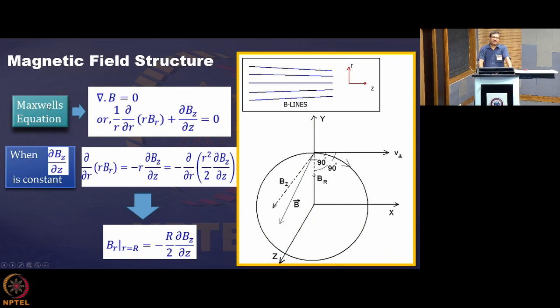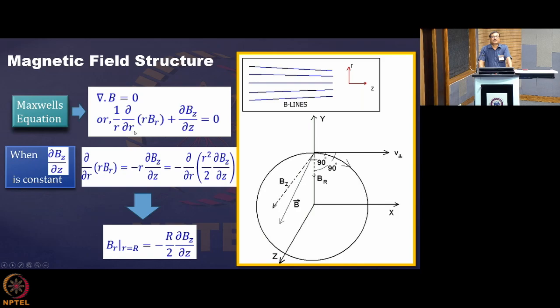Now you know that Maxwell's equations always come to rescue us in every situation wherever we find a problem, and they are valid in all situations. So it is divergence B equal to 0, and this is what we get if we write it in cylindrical coordinates. And we are assuming theta symmetry, so we are not putting it over there.